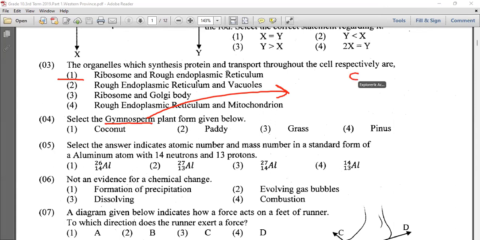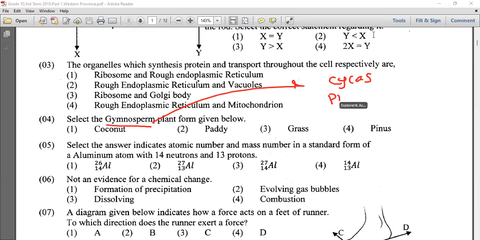You can remember cycas, gymnosperms. You have to write the definition. Seeds which are not covered by a fruit. So you learn two examples, cycas and pinus. So you have one example for a gymnosperm here, pinus.